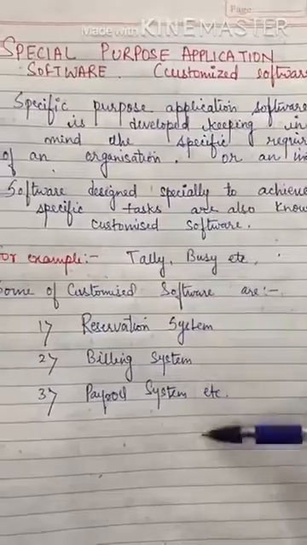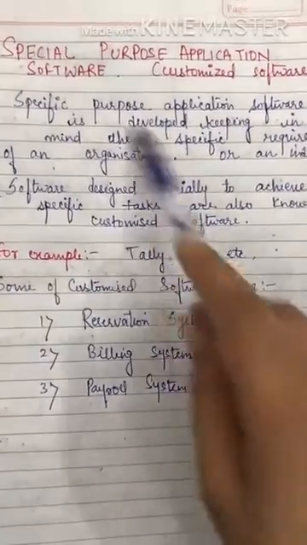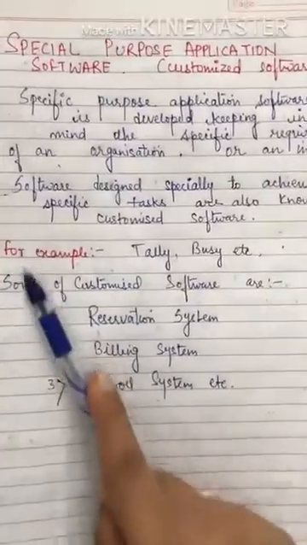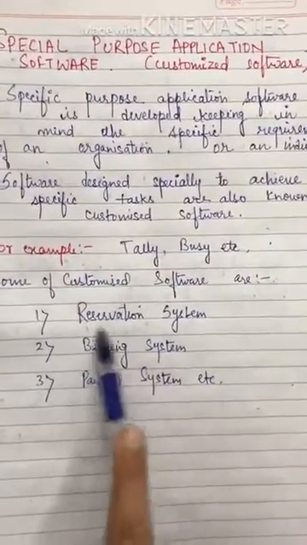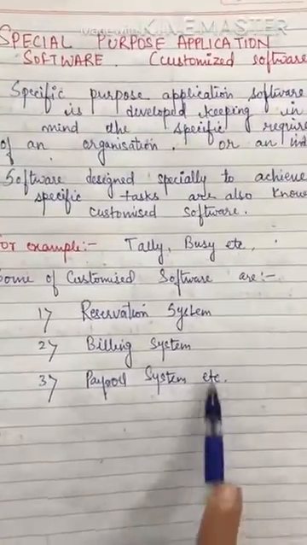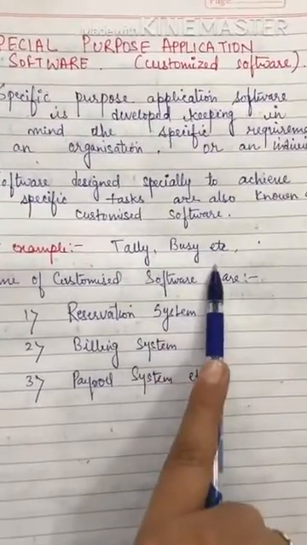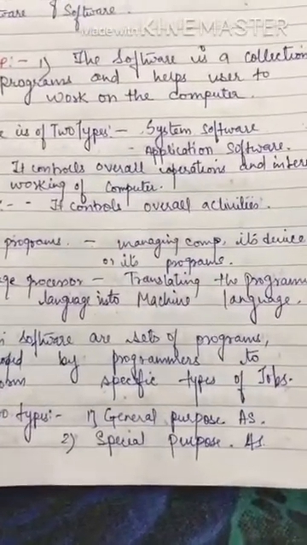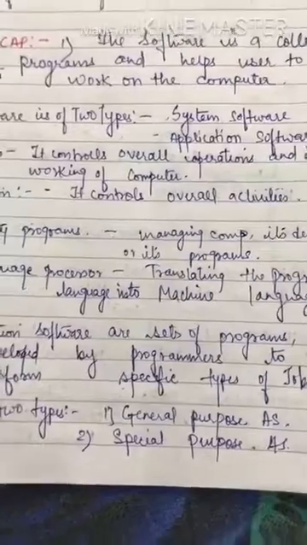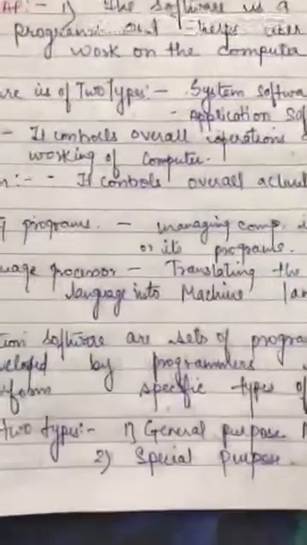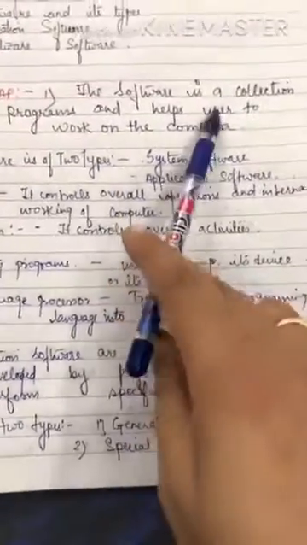So there are some examples of special purpose application software: reservation systems, billing systems, payroll systems, Tally, Busy, etc. Children, this chapter, types of software, is now completed. So let us start. We will revise the chapter once.